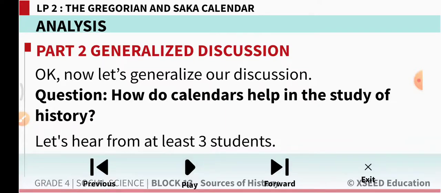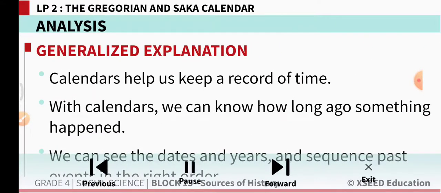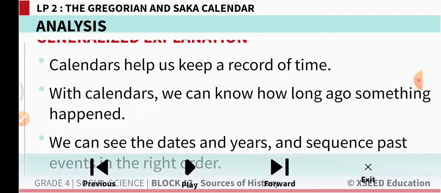How do calendars help in the study of history? Calendars help us keep a record of time. With calendars, we can know how long something happened. We can see the dates and years and sequence past events in the right order. With the help of calendar, you can put things in a proper order that happened in the past.